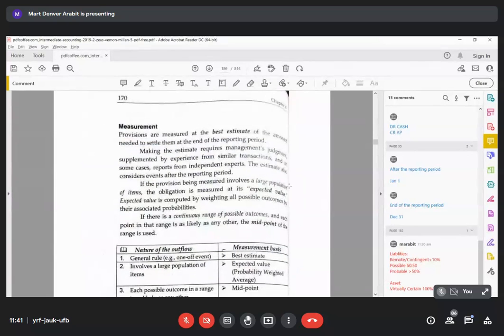Measurement. Provisions are measured at the best estimate of the amounts needed to settle them at the end of the reporting period. Making the estimates requires management judgment supplemented by experience from similar transactions and in some cases reports from independent experts. So ito yung pinaka-reliable dyan in terms of measurement. Usually, ang nagpo-provide niyan is actuary or si auditors. Okay? Sila yung nakakapag-provide niyan.